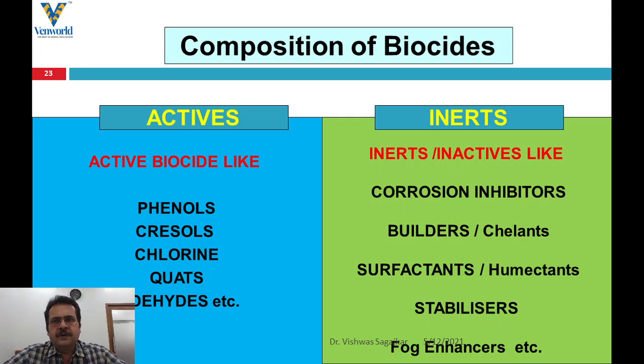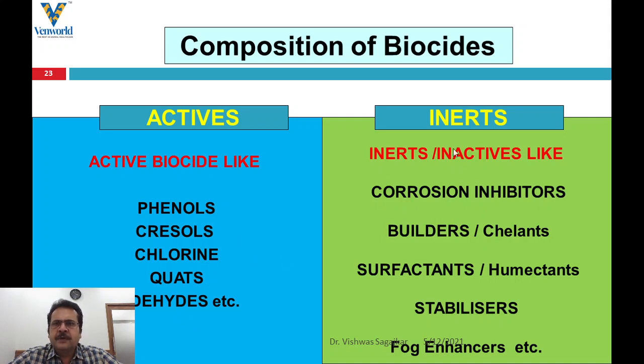Composition of a disinfectant: if you look at biocides, we can call disinfectants biocides. There are two important things in the composition of a disinfectant: actives and inerts. Actives are the chemicals which are used, and based on which the disinfectants are classified, and which is mentioned on the label. They are phenols, cresols, fluorine, quats, aldehydes. Based on that, the disinfectants are identified.